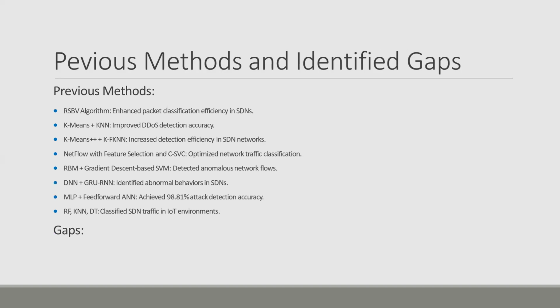Numerous approaches have been developed to address SDN security challenges, particularly in anomaly detection and traffic analysis. For example, combining k-means clustering with k-nearest neighbors enhances DDoS detection accuracy, while k-means plus with fast k-nearest neighbors improves detection efficiency.